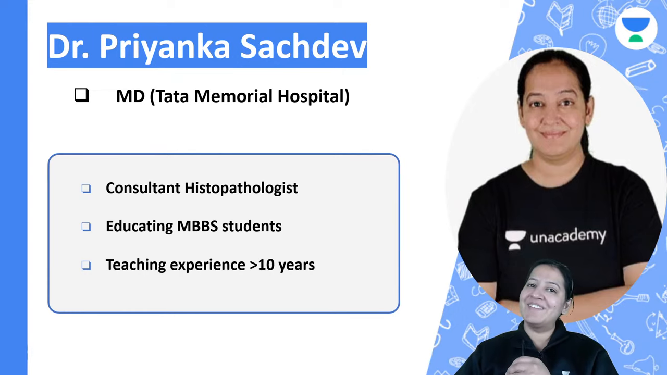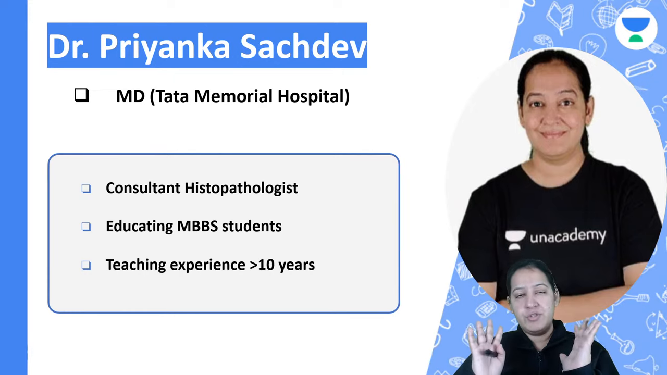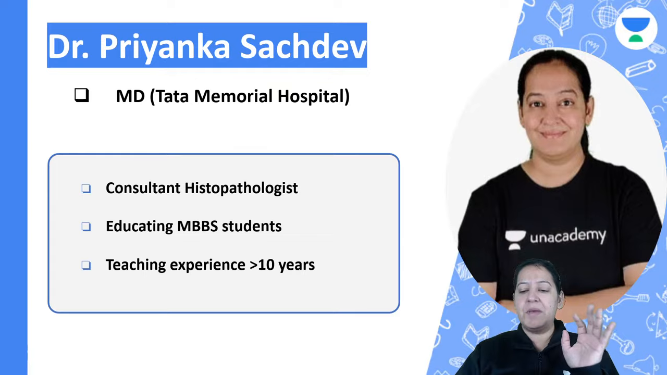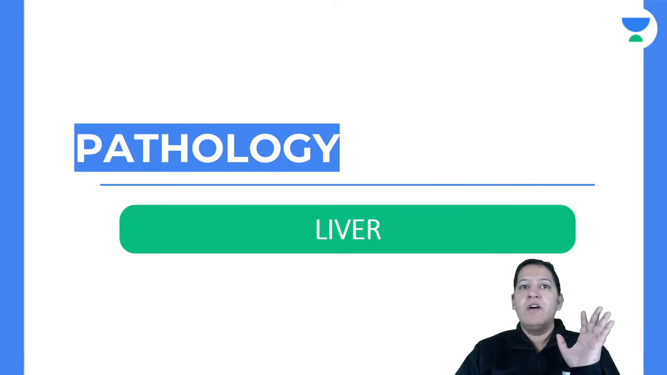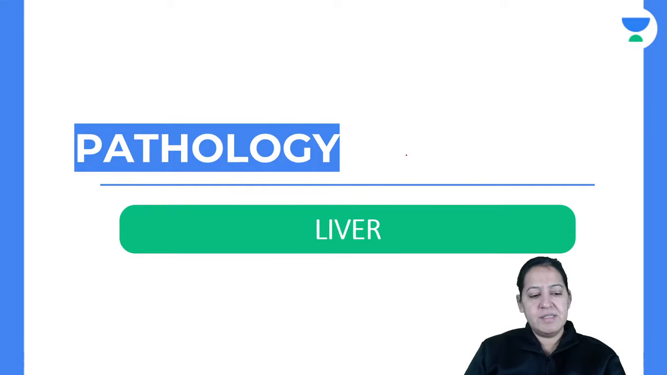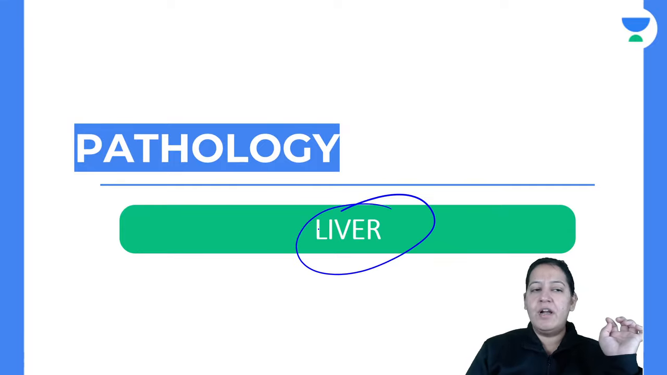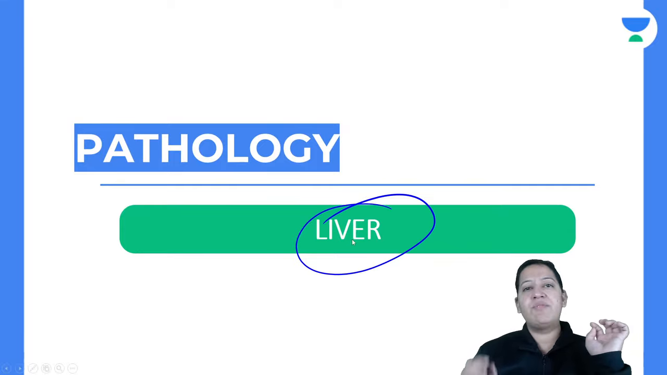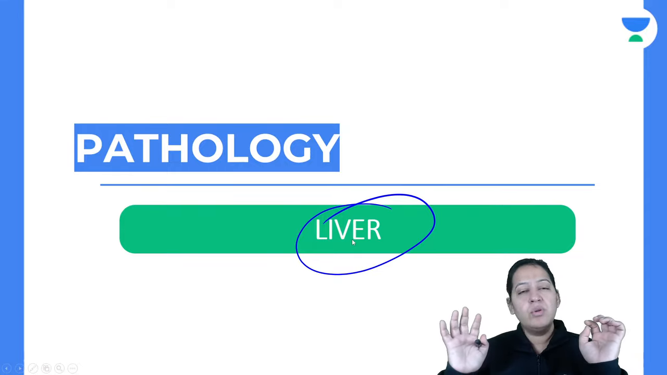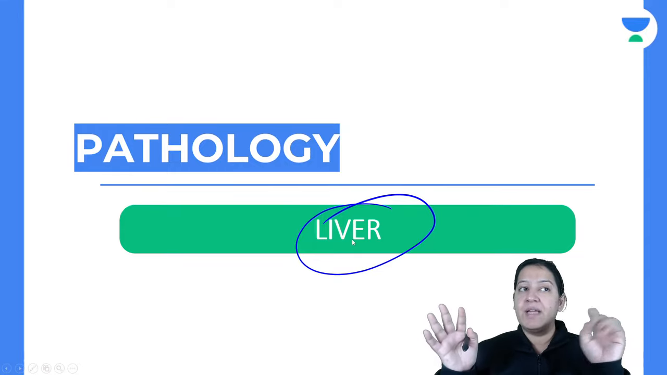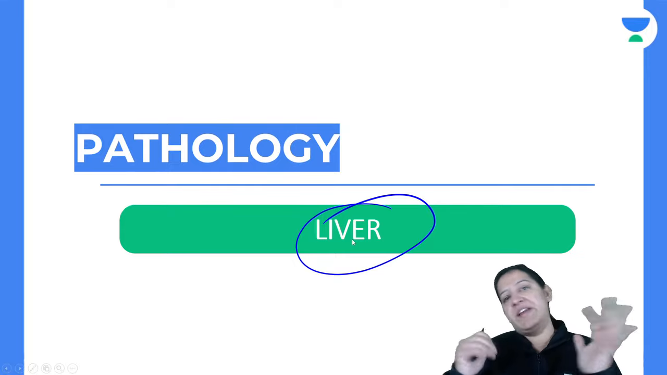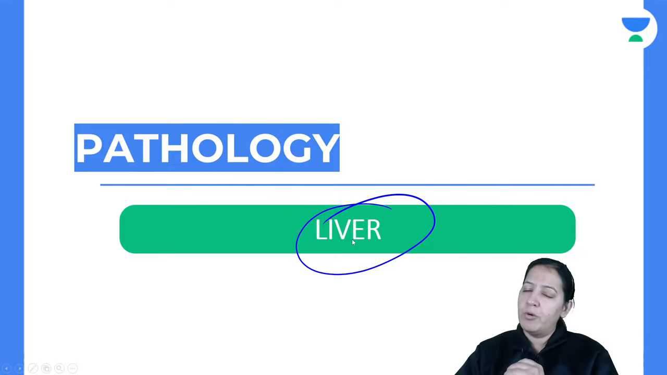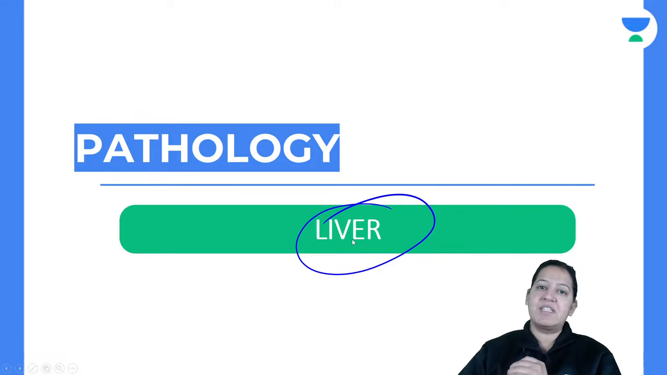I am Dr. Priyanka Sachdev here, and today I'm going to teach you a topic from systemic pathology, that is hepatitis from liver. It is a very important topic and difficult to understand. So most of the students find this topic very difficult. So the histology of the various types of hepatitis, that is acute, chronic and fulminant, and the clinical features and serology of various types of hepatitis. So we will cover both serology as well as histology of various types of hepatitis.